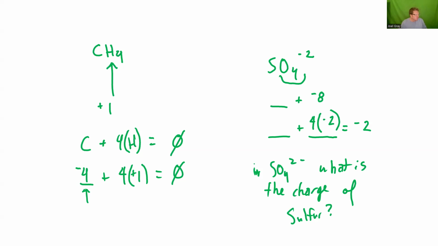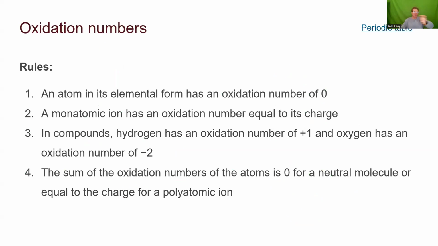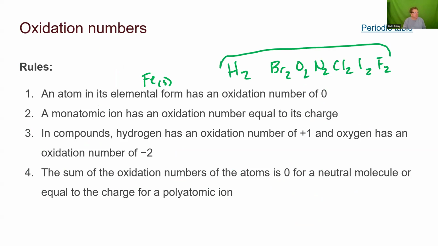Now, as we go, oxidation numbers. An atom in its elemental form has an oxidation number of 0. So what are some examples of an elemental form? Fe, H2, Br2, O2, N2, Cl2, I2, F2. These are our diatomic elements, or diatomic gases.